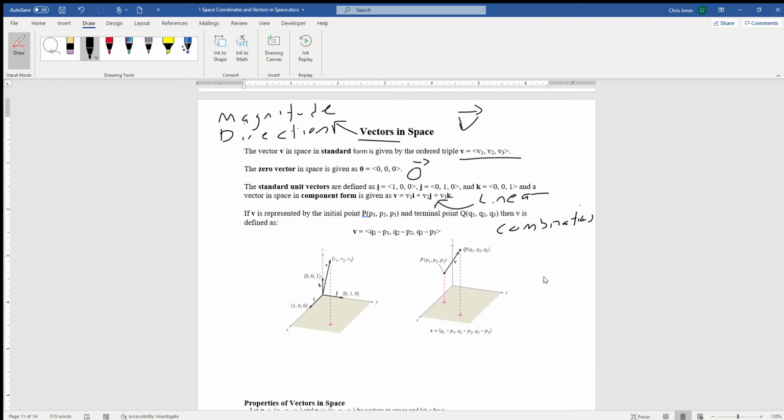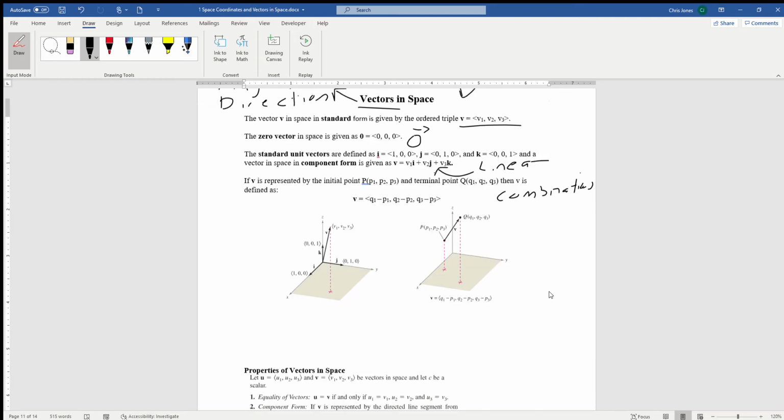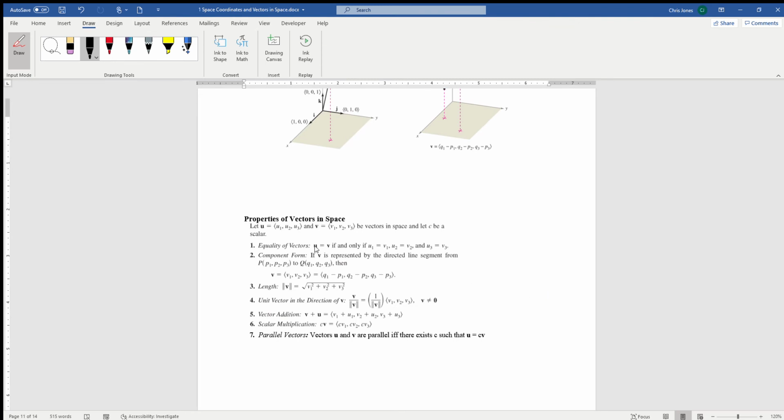There are some properties of vectors that we're going to be looking at. Two vectors are equal if and only if their individual components are equal to one another. So u1 is equal to v1, u2 equals v2, u3 equals v3. Again, to be able to figure out a vector v given the initial and terminal points, it's terminal minus initial. The length is otherwise called the magnitude.